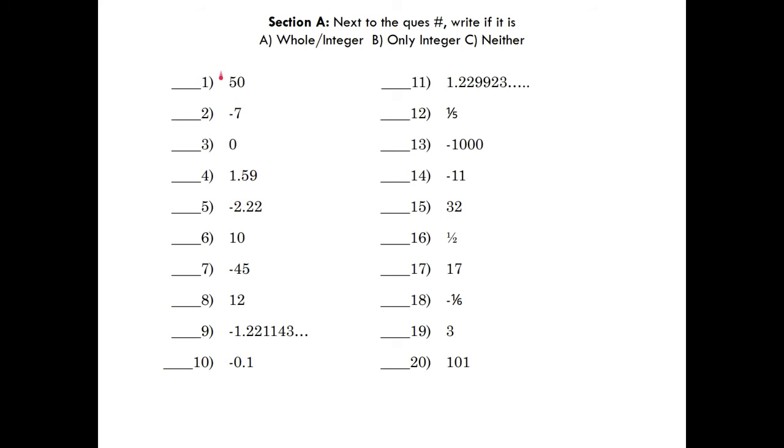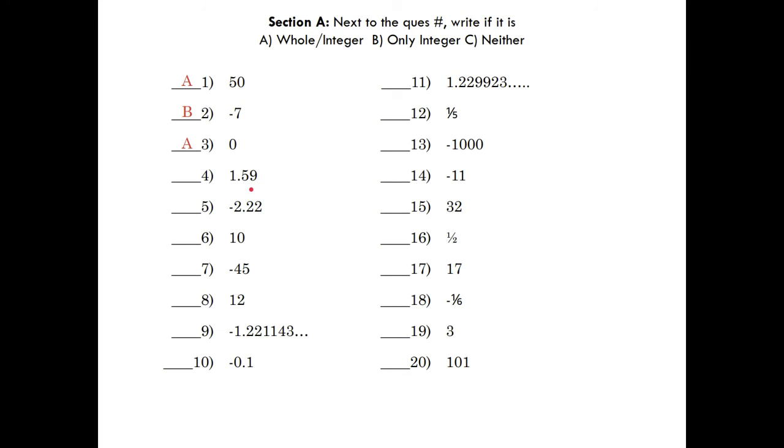So for instance, number 1, 50, is going to be A. So that's a whole number, and whole numbers are integers. So therefore, the answer is A. B is -7, negative. Negative numbers are not whole numbers. Whole numbers are only positive numbers without a fractional component. -7 will therefore be an integer. -7 is B. 300 is going to be A, which is a whole number, and whole numbers are integers, so therefore the answer is A.